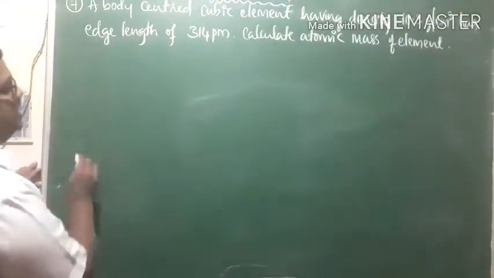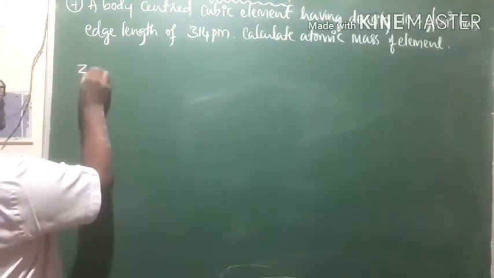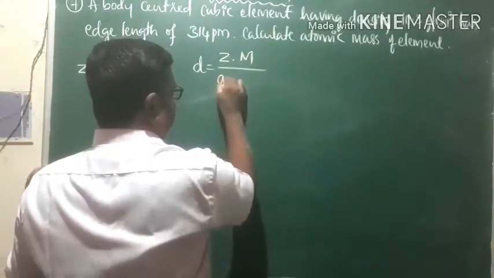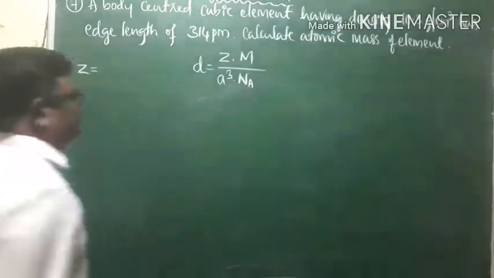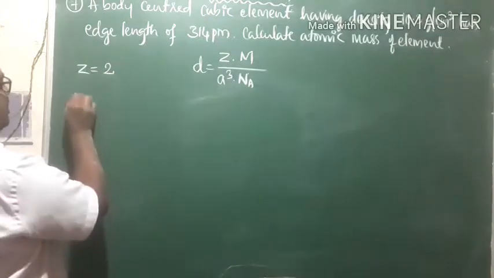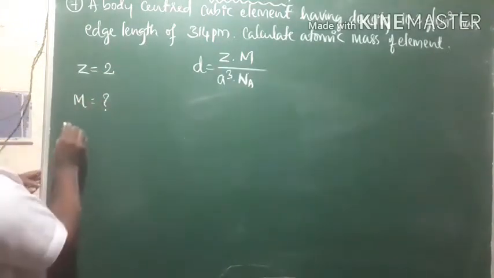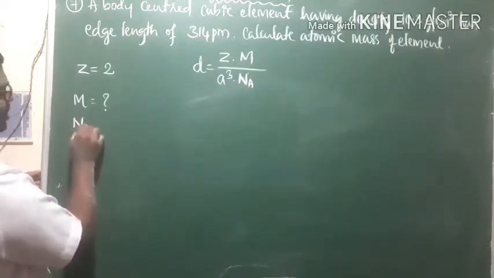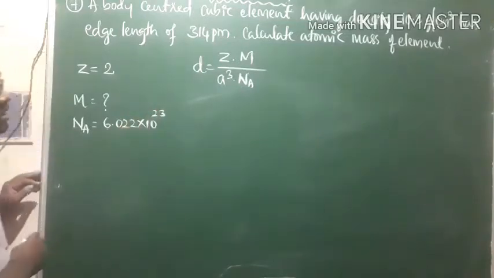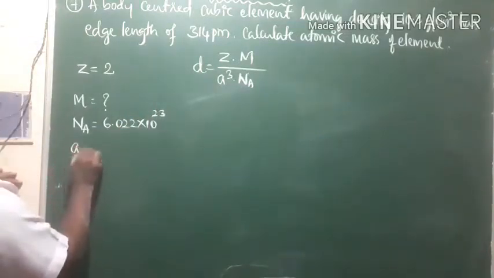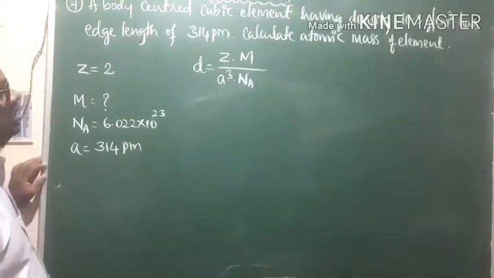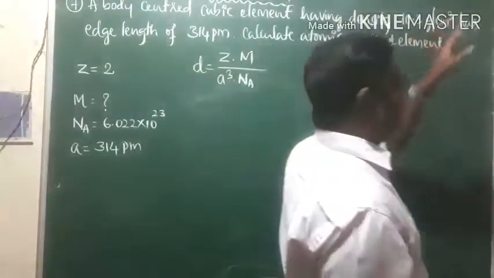Write the given information first. As far as the formula is concerned, density d equals z into M divided by a cube into Na. For BCC, body centered cubic element, z is equal to 2, and you are supposed to calculate atomic mass M. Avogadro number is known to you, that is 6.022 into 10 to the power of 23, standard value. One more is edge length, that is 314 pm.